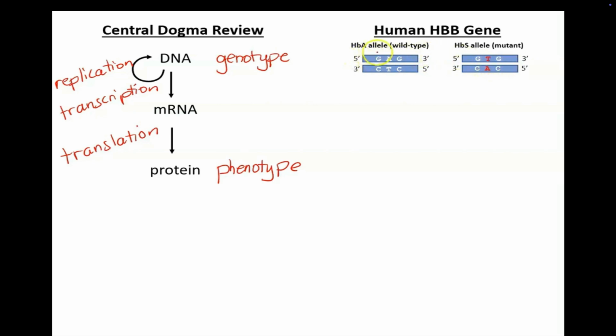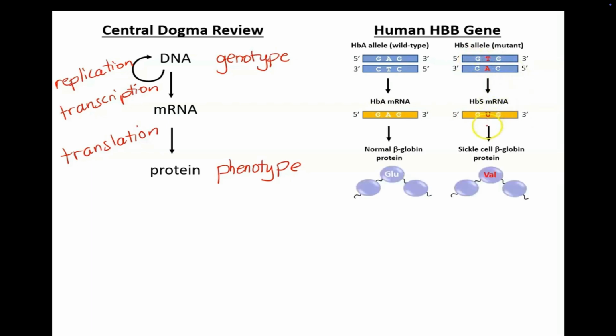So the HBA allele is the wild type allele or the normal allele, and the mutation is called the HBS allele. This gene gets transcribed into mRNA, and as you should remember, the non-template strand, in this case the top strand, looks just like the mRNA except that T's get converted to U's. And that mRNA will be translated into a protein. The human HBB gene codes for a protein known as beta globin.